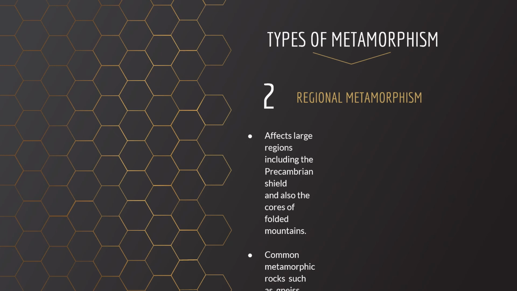The second type of metamorphism is regional metamorphism. Regional metamorphism affects large regions including the Precambrian Shield and also the cores of folded mountains. Common metamorphic rocks such as gneiss, schist, phyllite, and slate are produced by regional metamorphism. It is the metamorphism that occurs over the broad areas of the crust. Regionally metamorphosed rocks usually have a squashed or foliated appearance.